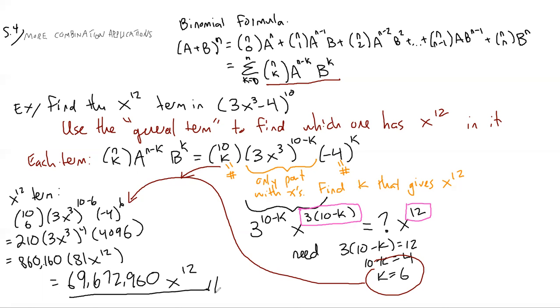You definitely could have done this by actually finding the whole expansion for that 3x cubed minus 4 to the 10. But you would have gotten 11 terms that all have big, ugly numbers like that, and you probably would have gotten pretty bored of it fairly quickly. So this is just a bit of a shortcut for that. That should just about wrap everything up.